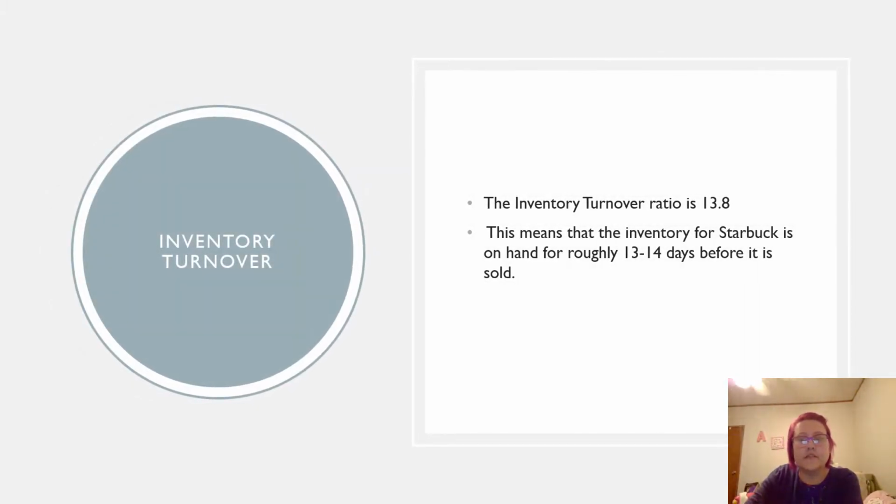Next is the inventory turnover ratio, and for Starbucks it's 13.8, and this means that the inventory for Starbucks is usually on hand 13 to sometimes 14 days before it is sold and replaced.